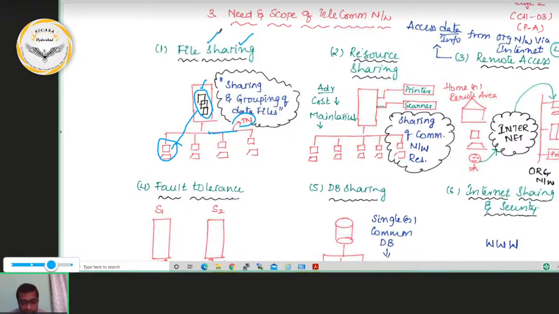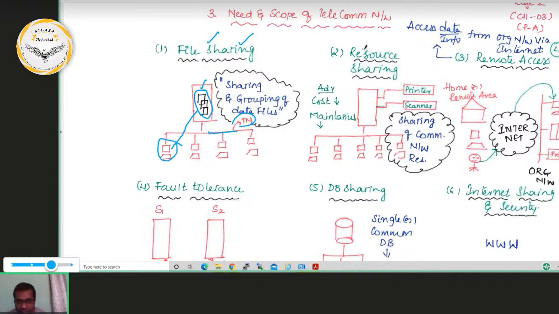How are we able to share the files? Only because of telecommunication networks. What is the first advantage? It is file sharing. What do you mean by file sharing? If you have a group of files, these files can be shared to multiple systems using a telecommunication network.